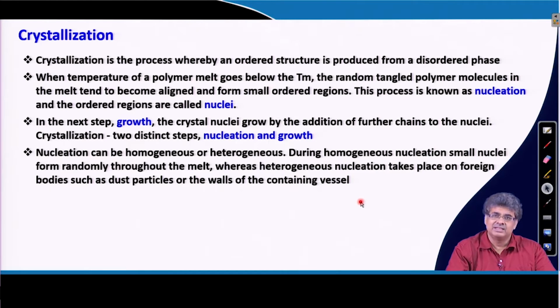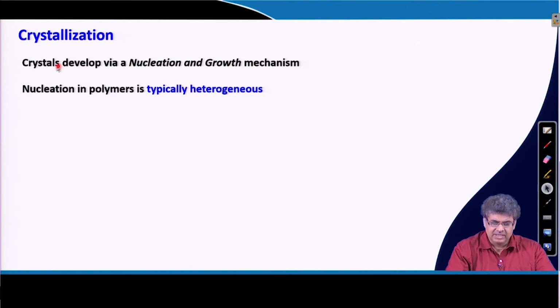And the substance which is added to induce the nucleation process, we call a nucleating agent. So, crystals develop via a nucleation and growth mechanism, as we discussed in the last slide. As I also discussed, nucleation in polymers is generally heterogeneous, and we add nucleating agents to induce nucleation in polymers.